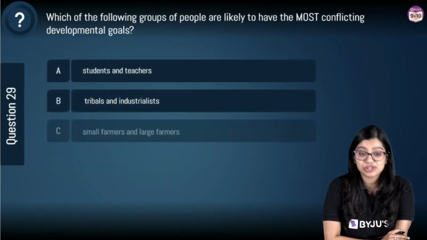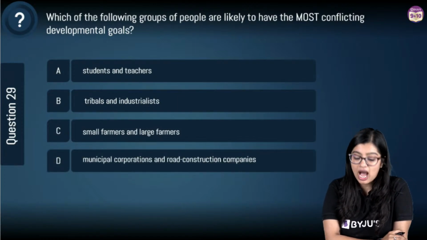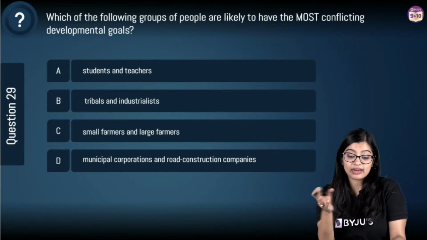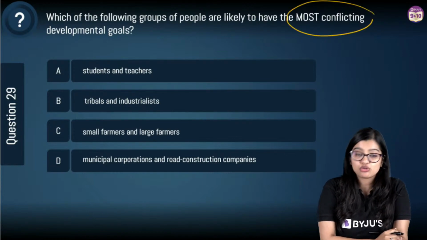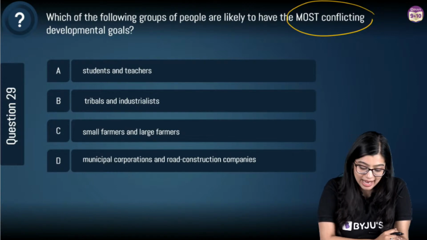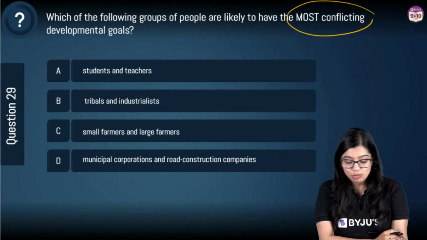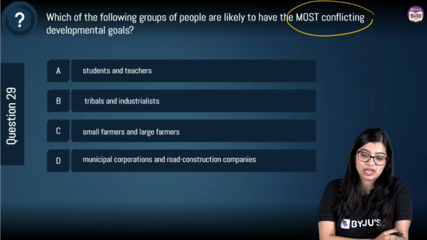Now we'll move on to question number 9, everyone. Which of the following group of people are likely to have the most conflicting developmental goals? Student and teacher, I hope you don't give me that as the answer. Tribal and industrialists, small farmers and large farmers, municipal corporations and road construction companies.